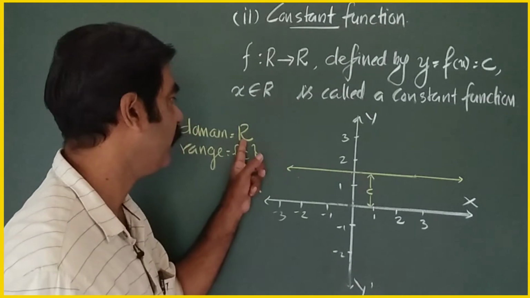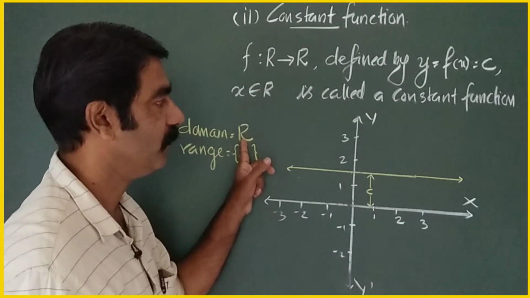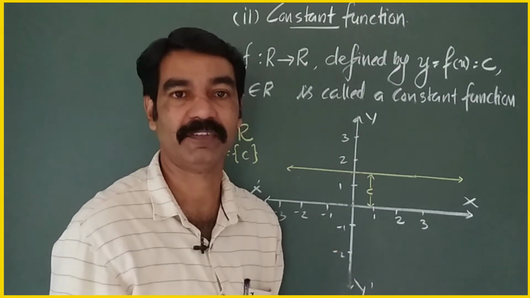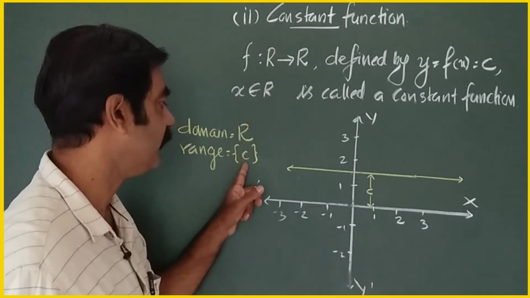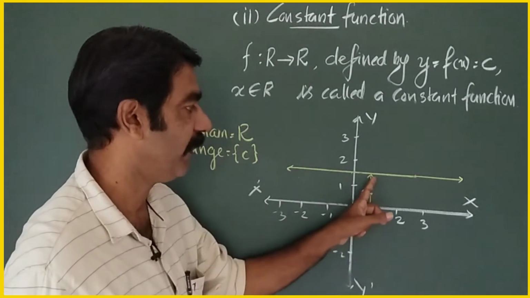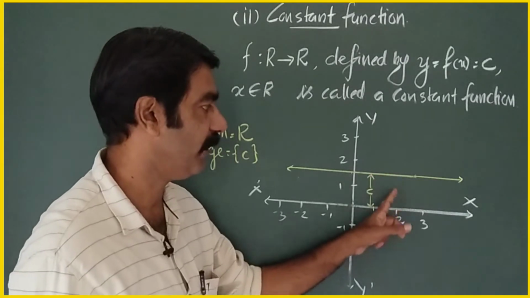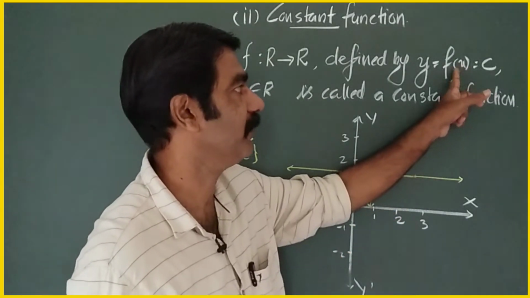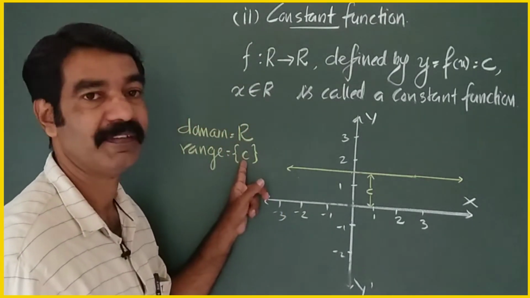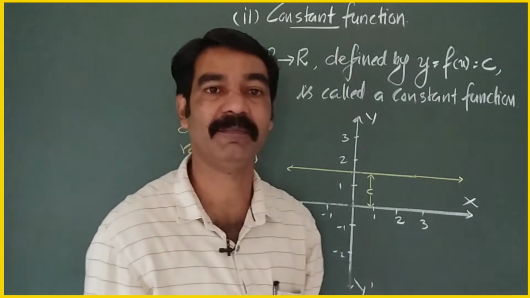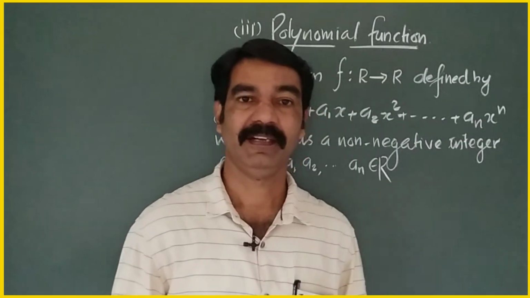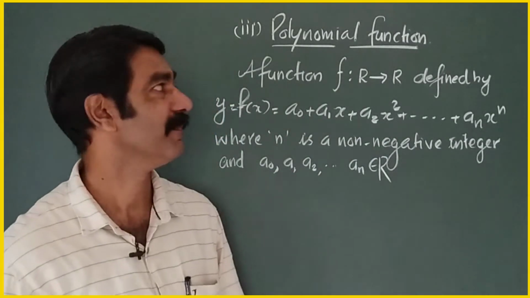Here the domain is real numbers, because the function is defined for all real numbers. We can substitute any real number for x. And what is the range? The range is always a single number, the set {c}. When x is 1, the value of the function is c. When x is 2, the value is c. For any value of x, the value of the function is c. So the range is the constant, the set {c}. So the domain is the set of real numbers and the range is the set {c}.